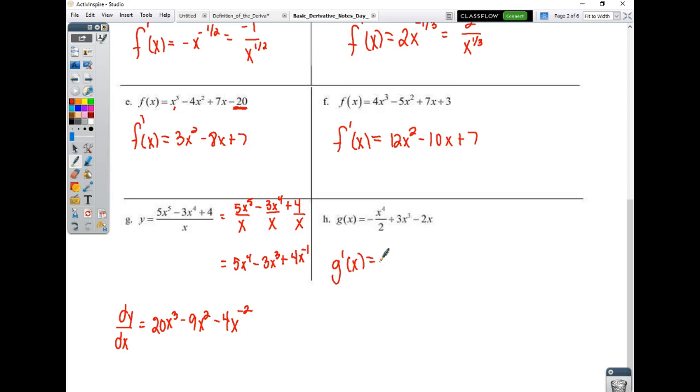How's it work? What should I do with that four? Yeah, bring the exponent down in front. That's negative 4 over 2, which is what? Over 2 is just 1/2. What's next?